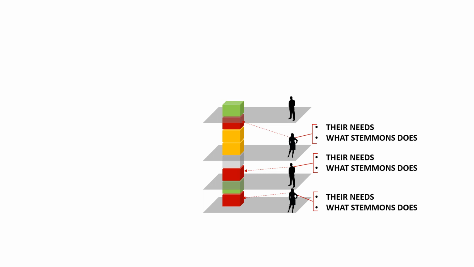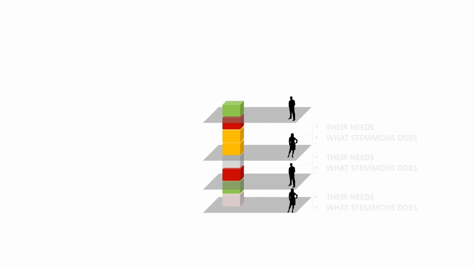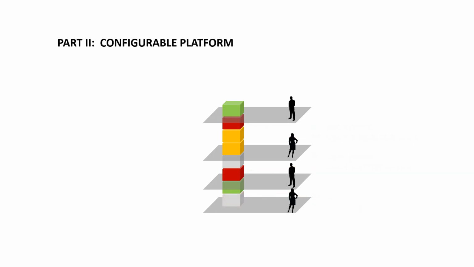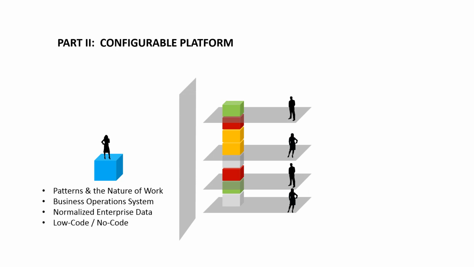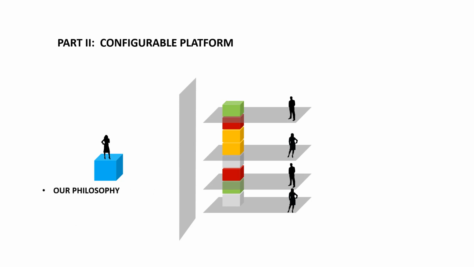Because their needs are different, we have different conversations with each person. Nothing surprising there, so hold that thought, because now we're going to talk about part 2, configurable platform. It's a very different conversation with this person. We're talking about philosophical things like the patterns and nature of work, business operations systems, normalized data, low-code, no-code platforms, and a visualization layer. We end up talking about our philosophy and how Stemmons works rather than what it does.